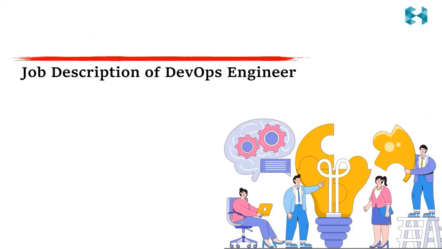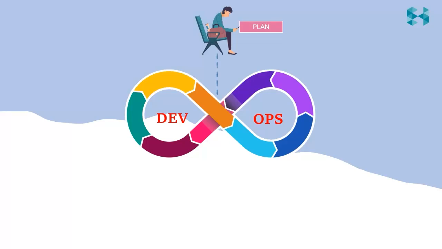But we still don't know the core job description of a DevOps engineer, right? So let's understand the job description of a DevOps engineer. First comes planning. This is where the team decides what features to build and what problems to solve. Think of it like creating a roadmap before starting a journey. Next is coding. Developers start writing the actual code for the features, for example, building a login page or a payment module.